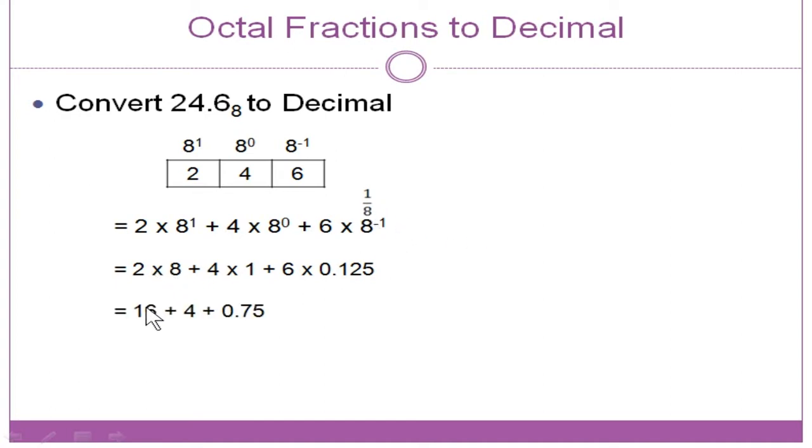Now you are going to multiply this. So 2 into 8 will become 16. Then 4 into 1 is 4 again. Then 6 into 0.125 becomes 0.75. Now finally add up these values. You will get 20.75. That is the decimal equivalent for the octal fraction.